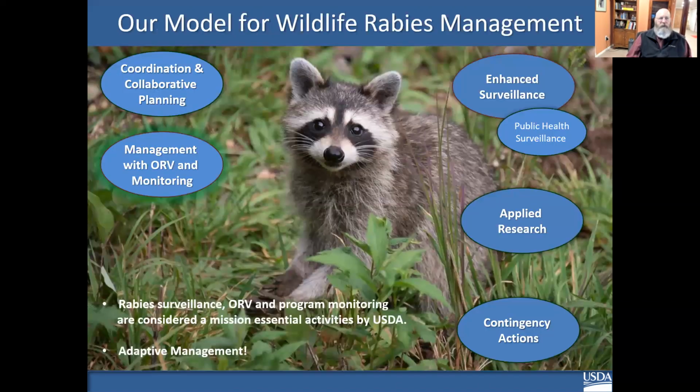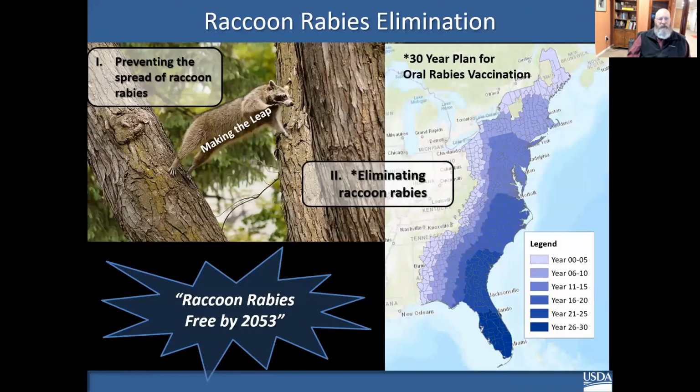Our model is pretty straightforward. It involves collaboration, management with ORV and good program monitoring, and implementing enhanced rabies surveillance to supplement the public health surveillance where there hasn't been any kind of exposure, doing good applied research, and being ready if we need to implement a contingency action. Because we want to make that leap from preventing the spread to ultimately eliminating and being raccoon rabies free by 2053, looking at that in a 30-year time frame.